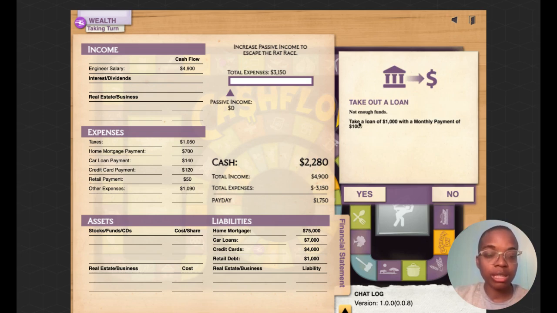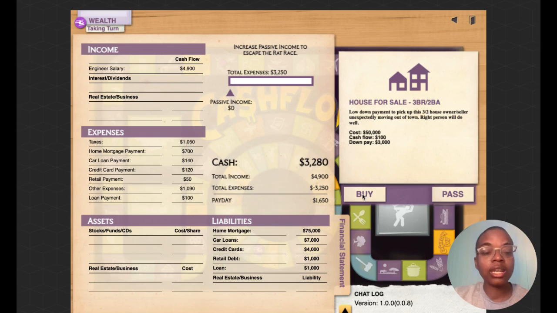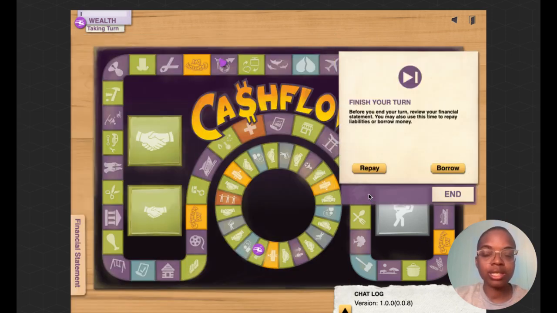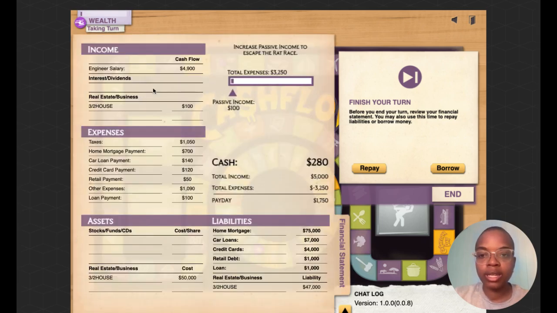Take out a loan with a monthly payment, $1,000 loan with a monthly payment of $100. Yes. Now you see I got the $1,000 and my loan, this is a new liability that came up, is at $1,000. And you see now look at this right here. I have my 3-bed, 2-bath coming in as some cash flow. So now my total income is $5,000, $4,900 plus $100, and you can see my passive income is at $100, right?